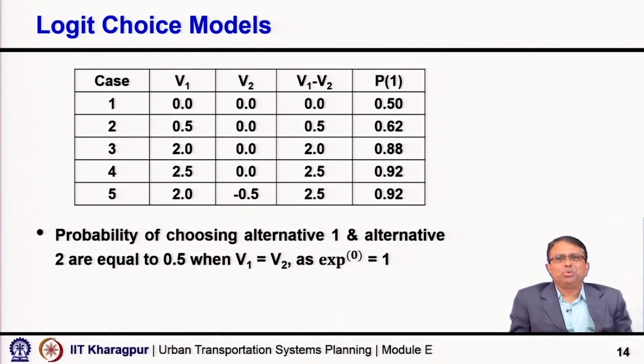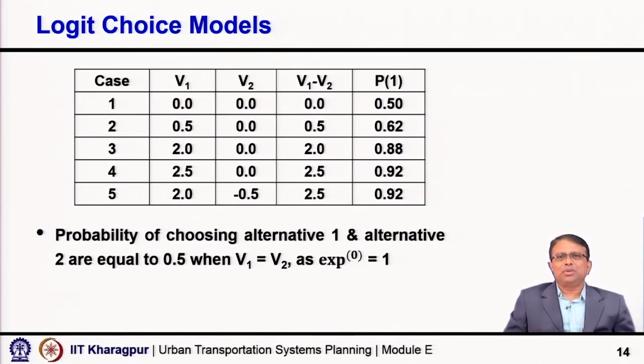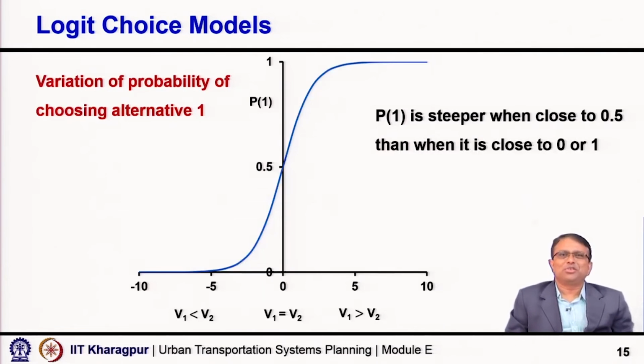If utilities of two alternatives are the same, what do you expect? 50% of people will use this and 50% will use the other alternative, that is quite logical. Now, as the difference becomes 0.5, 2, 2.5, how does the probability change? Now it is time for us to see how the probability changes with the difference in V1 and V2. Let us do that. That is what I have shown. See, it looks like an S curve.